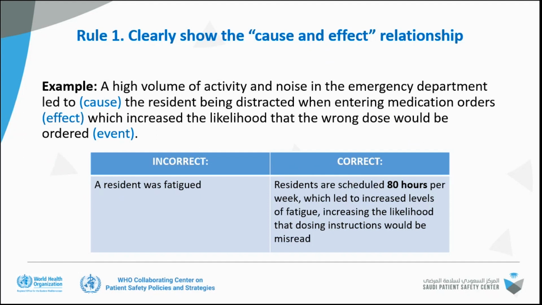So if we take this as an example and we want to write the causal statement for that scenario, it's incorrect to write "a resident was fatigued." We have to specify why the resident was fatigued. And as we mentioned previously, we have to focus on the system issue. So the correct statement will be: the residents are scheduled 80 hours per week, which led to an increased level of fatigue, increasing the likelihood that dosing instructions would be misread. So now we know exactly where the cause is, and we can target that cause and write a corrective action plan for it.